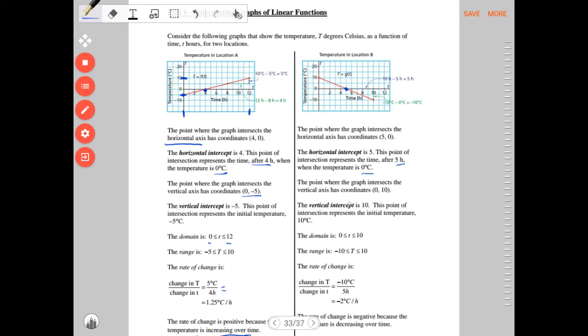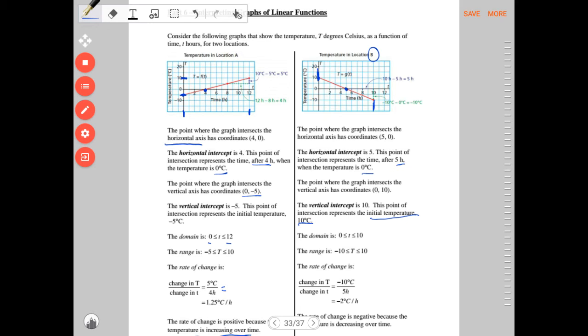The vertical intercept is (0, 10). That means when I started counting for location B, the initial temperature was 10 degrees. Awesome. The vertical intercept is 10. The point of intersection represents the initial temperature, 10 degrees. The domain for this one is 0 to 10. So we start counting at 0 hours and we stop counting after 10 hours.